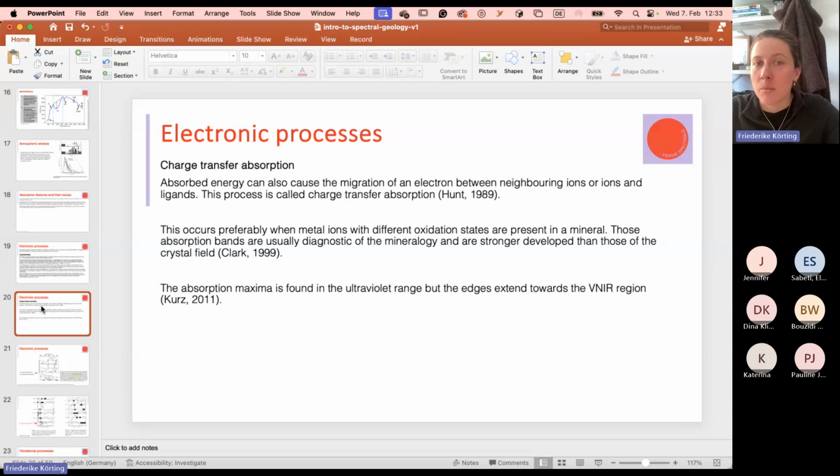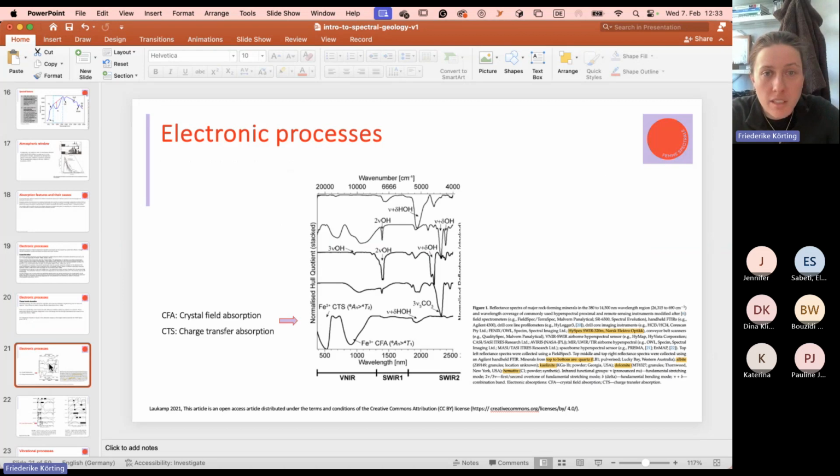of an electron between neighboring ions. And that's what we call charge transfer absorption. And I think in the next slide, yeah, we have an example of that. So we have, which mineral is that? I think that's hematite, yeah.